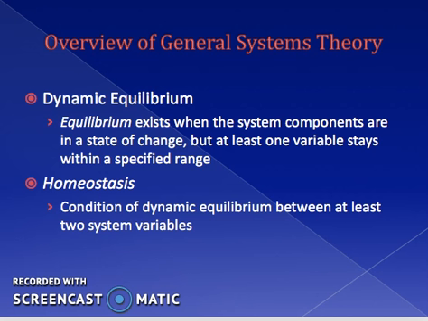Dynamic equilibrium exists when system components are in a state of change, but at least one variable stays within a specified range. Homeostasis is a condition of dynamic equilibrium between at least two system variables. So these can be seen within higher education as a retention rate, making sure that one variable stays within a certain range. And all the pieces, the academic departments, student affairs departments, maintenance departments, are working towards keeping that one variable within that specified range.